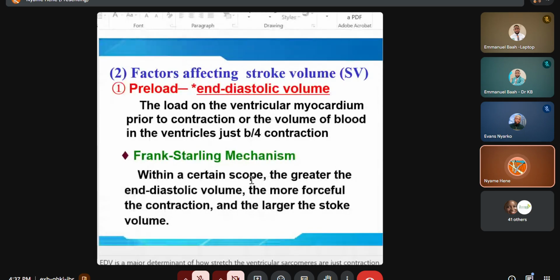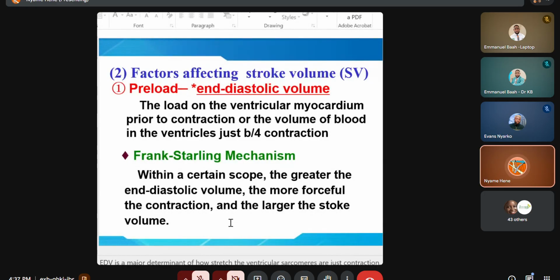So the greater the volume in the bottle and the force of contraction on it will determine the amount that comes out of the bottle. So the Frank-Starling mechanism is very, very true from what we have explained so far.